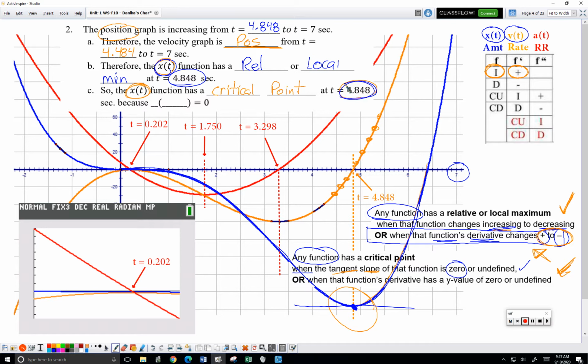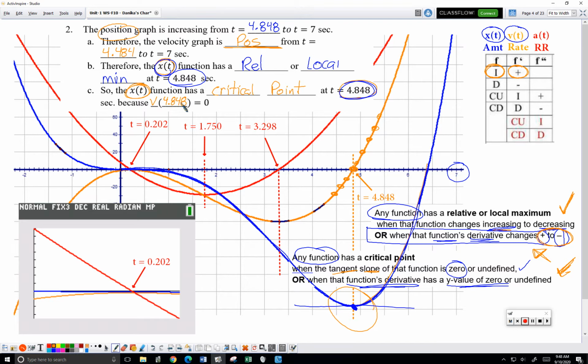Then we keep reading the definition. Or when that function's derivative has a y value of 0. Notice the correspondence again. Right here, the y value is 0 on the velocity graph. So this becomes v of that same time. That has to equal 0. That's a critical point. Questions?